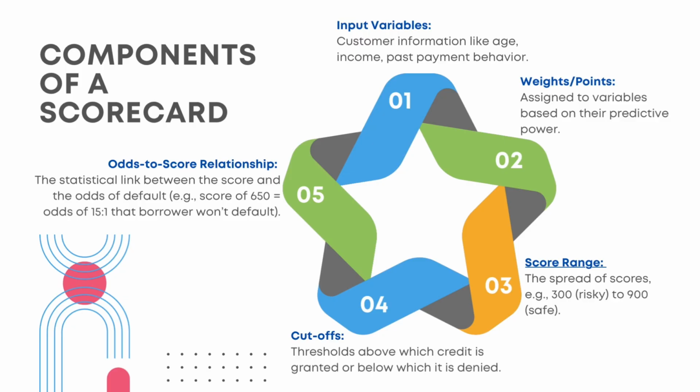Cutoffs. Institutions set score thresholds to approve or reject loans. Thresholds above which credit is granted or below which it is denied. Odds to score. It is the relationship that establishes a statistical link between the score and the odds of default. For example, a score of 650 may correspond to a 15:1 odds of not defaulting. We can understand this a bit later. Let's move on to the next.